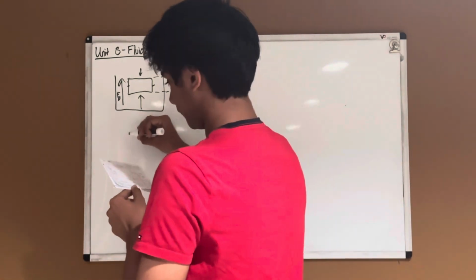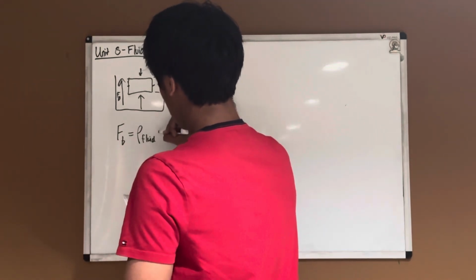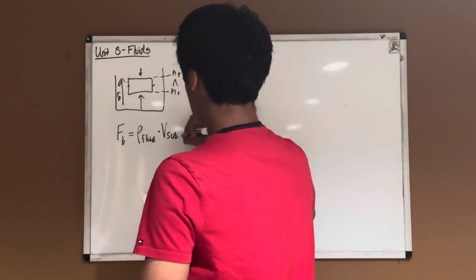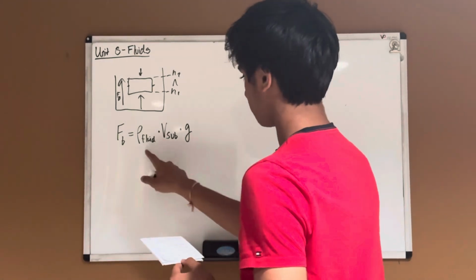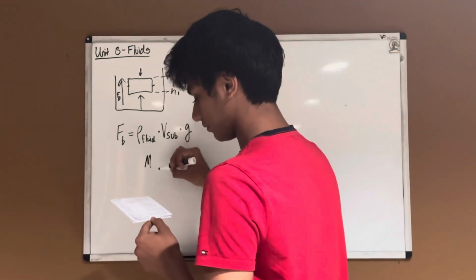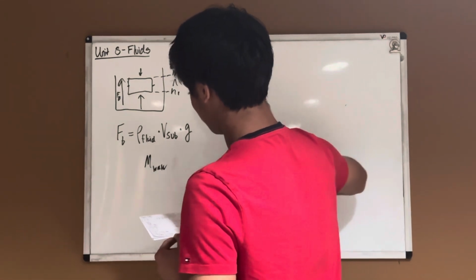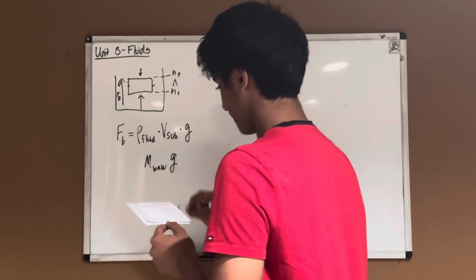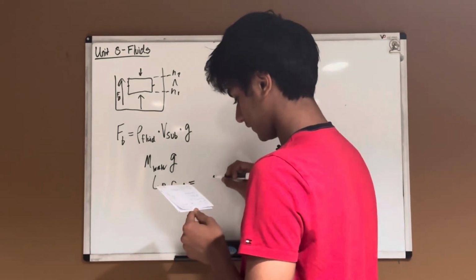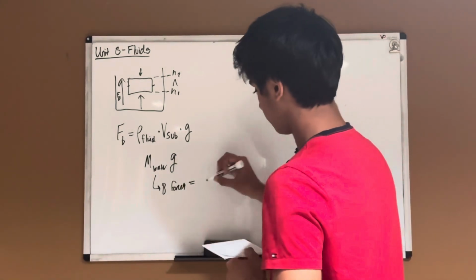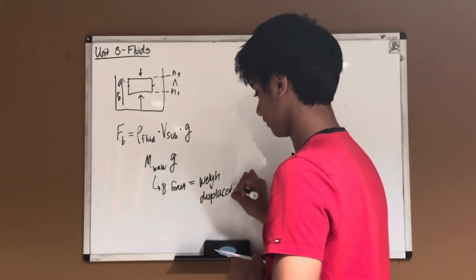bottom. So the buoyancy force is equal to the density of the fluid times the volume submerged times gravity. So this tells us, basically, that density of fluid times volume submerged is equal to the mass of water displaced times gravity. And what this tells us is that the buoyancy force is equal to the weight of the displaced fluid. Okay, and this is called Archimedes' principle.